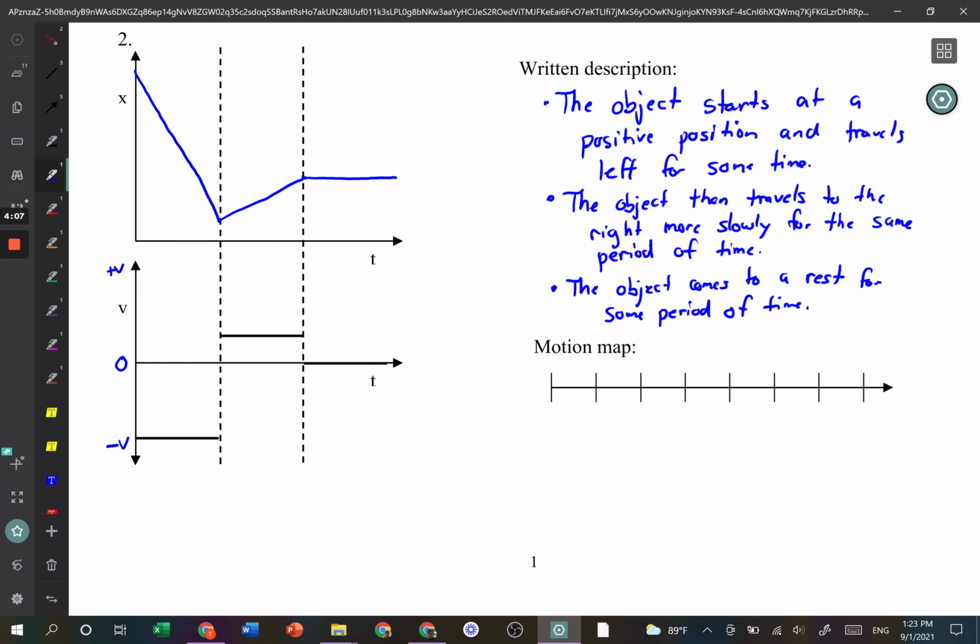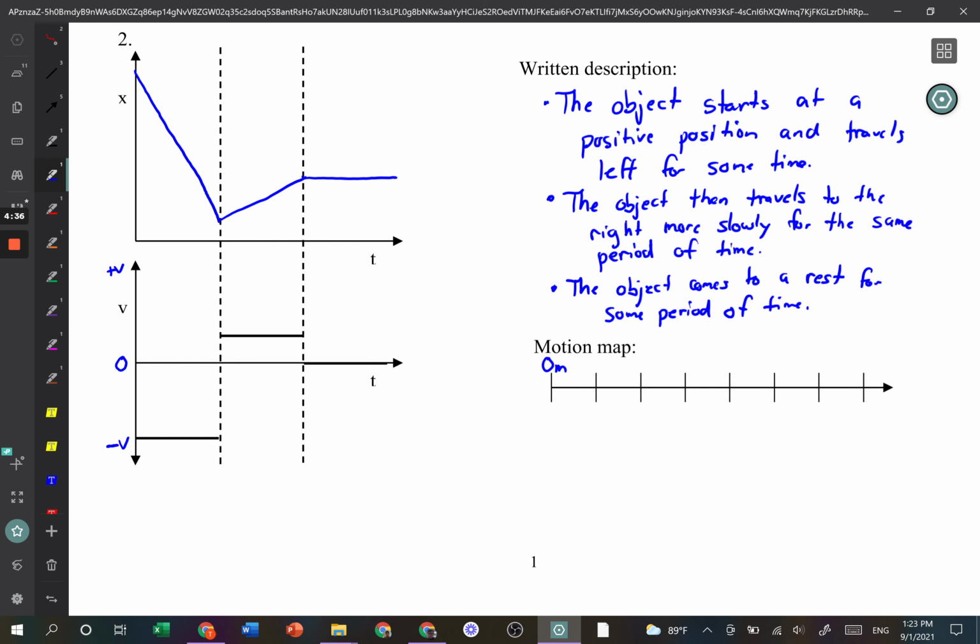Now, I don't know exactly what this final position would be, so all I can say is it would have a positive position if I were to include that in my written description. Now, the last way to represent this object's motion is with our motion map. And that's why I like to have my position versus time graph drawn from my velocity versus time graph, because it makes it easier for me to be able to plot that data on my motion map.